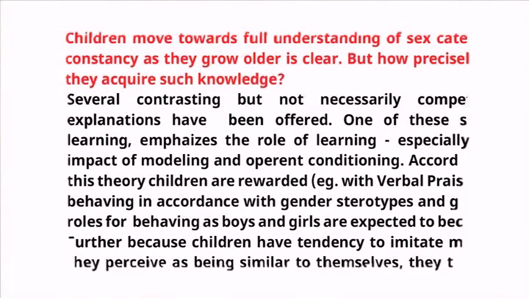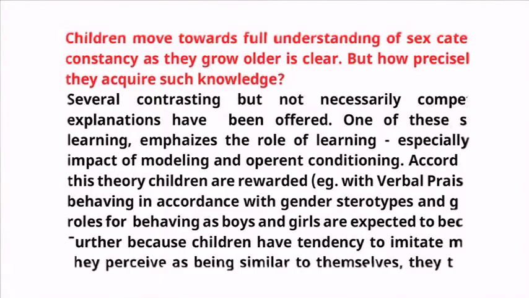Children move towards full understanding of sex category constancy as they grow older. But how precisely do they acquire such knowledge? Now, the children become very well aware that there is a gender discrimination between male and female, but how actually they acquire this knowledge, we will talk about. Only then can we understand how, on the different dimensions of intelligence, we find differences between the male and the female. Several contrasting but not necessarily competing explanations have been offered.